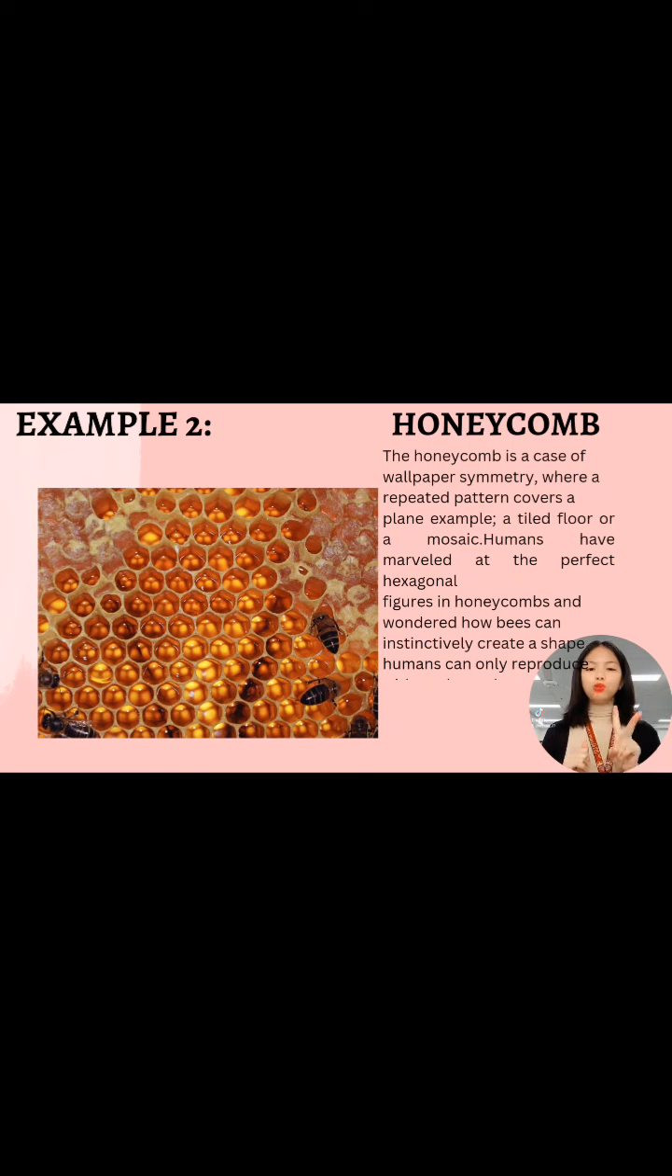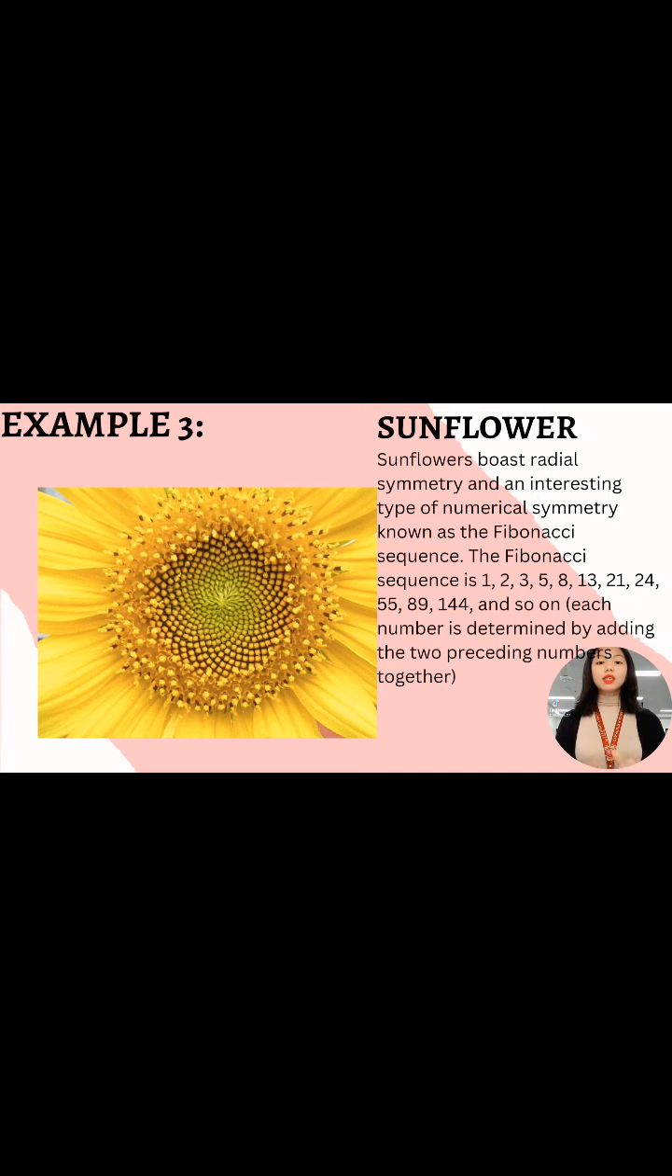Example number 2: a honeycomb. A honeycomb is a case of wallpaper symmetry, where a repeated pattern covers a plane. Example number 3: sunflowers. Sunflowers boast radial symmetry, and an interesting type of numerical symmetry known as the Fibonacci sequence.